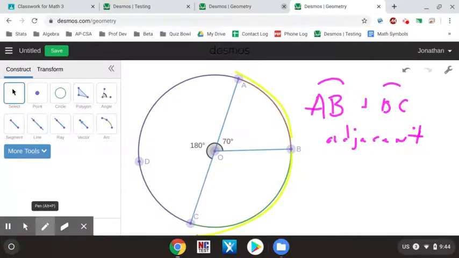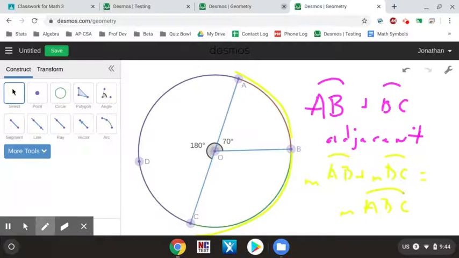Now, the useful thing about adjacent arcs is you can add them together. So it is perfectly fair to say that if I had the measure of arc AB and I added the measure of arc BC, it would be equal to the measure of the entire arc ABC. Now, this is just kind of common sense. The same thing happened when you had a line segment. If you had 2 small segments next to each other and you added them together, you got the whole segment.